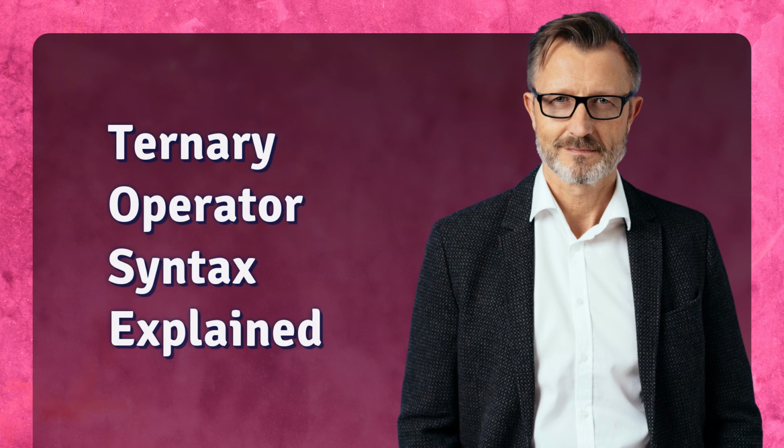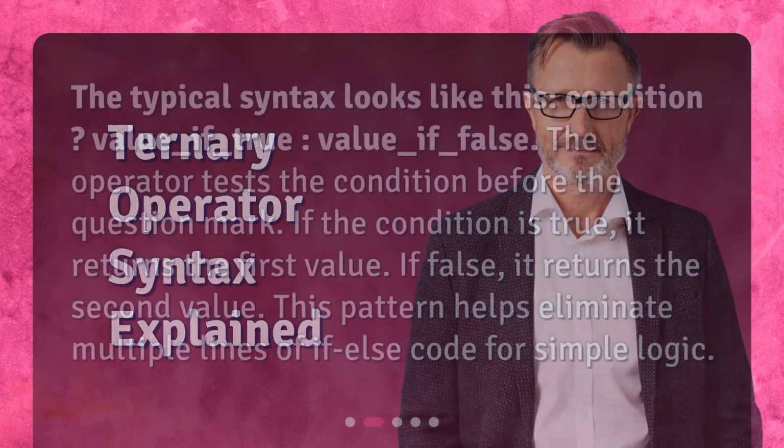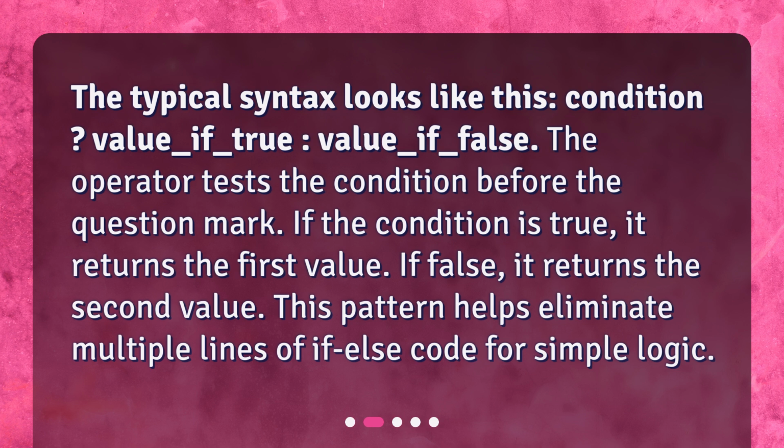Ternary operator syntax explained. The typical syntax looks like this: condition, question mark, value if true, colon, value if false. The operator tests the condition before the question mark. If the condition is true, it returns the first value. If false, it returns the second value. This pattern helps eliminate multiple lines of if-else code for simple logic.